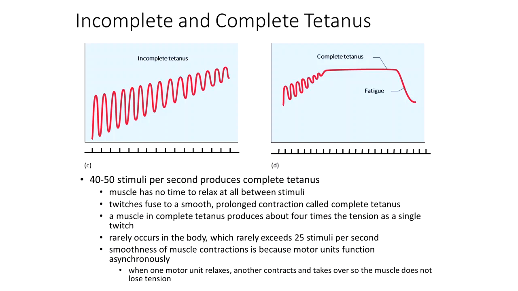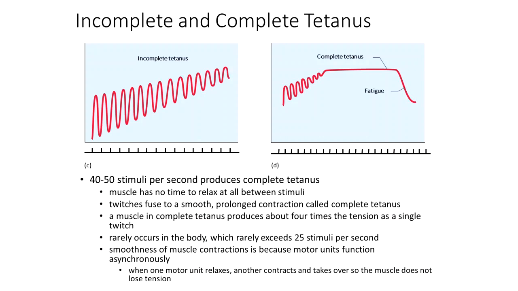Complete tetanus we see when you have 40 to 50 stimuli per second. Here the muscle has no time to relax at all before the next stimulus arrives. So the twitches fuse into a smooth, prolonged contraction that we call complete tetanus.